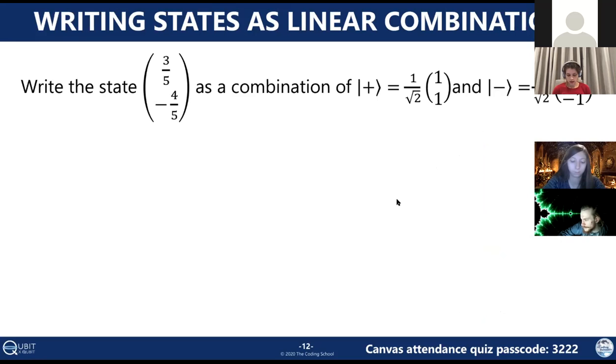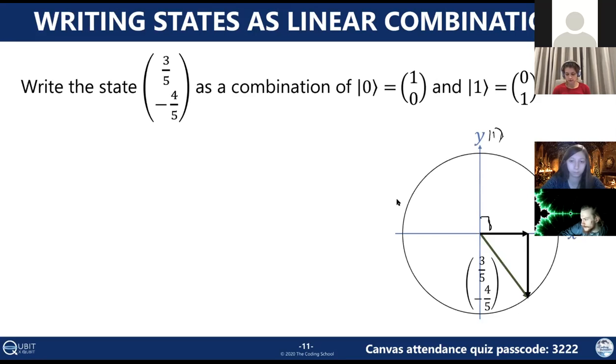To represent these, I guess we can just jump right ahead, because it's kind of clear. You just have 3/5 of the 1 0 state, whoops, I wrote that in the wrong order, plus -4/5 of the 0 1 state. And then we've described it in this basis, or this linear combination of these two states.